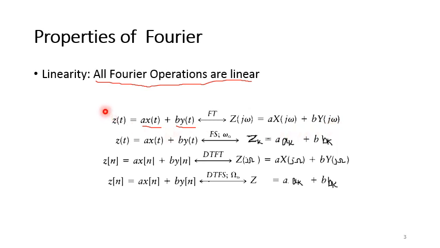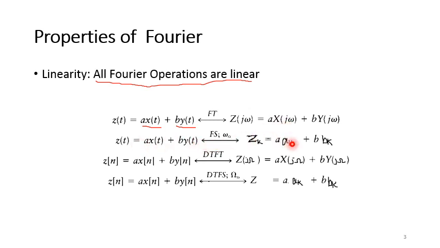It is equal to a times X of j omega plus b times Y of j omega. So you can find z of t and then its Fourier transform, or you can say z of t has Fourier transform Z of j omega, and because x of t has Fourier transform X of j omega, and Fourier is a linear operator, if I scale it by a, the resulting Fourier transform is also scaled by a factor of a. Similarly, y of t has Fourier transform Y of j omega, so if I scale it by a factor of b the Fourier transform is also scaled, and when I sum them, the results are also summed. This is for the Fourier transform.